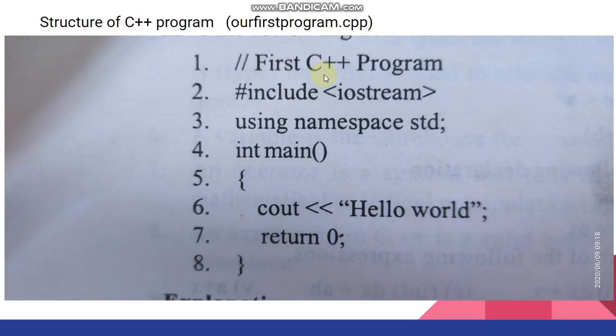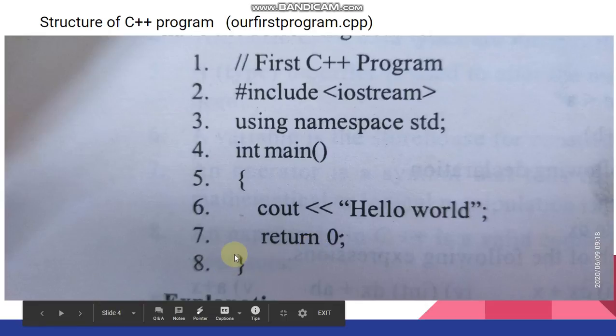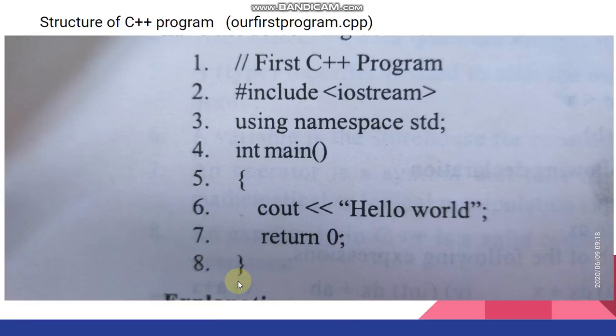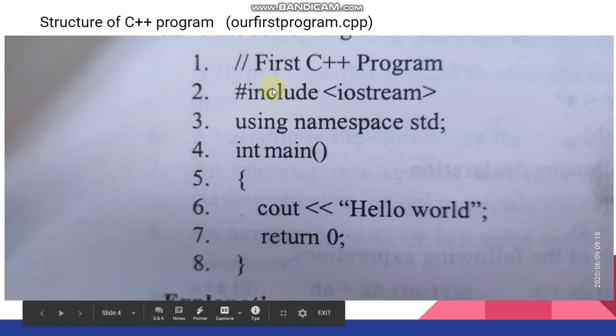The first line is the comment first C++ program, then #include <iostream>. The third line is using namespace std, then int main function, opening the brace, cout hello world, then return 0, then the closing brace. Now we explain this line by line.